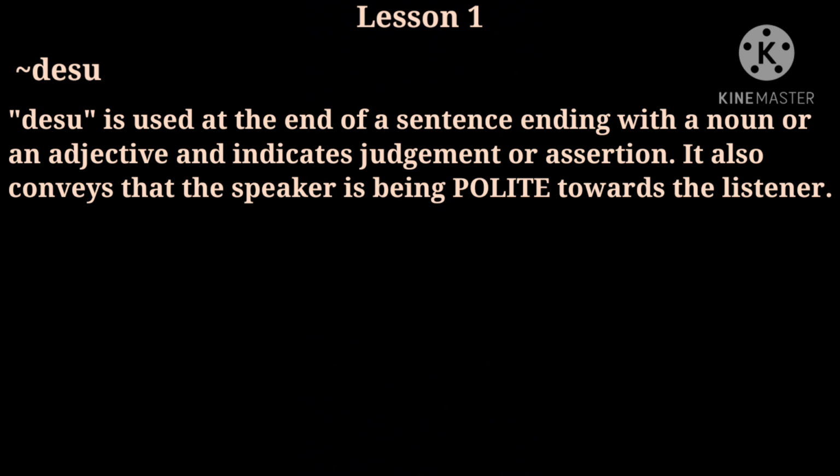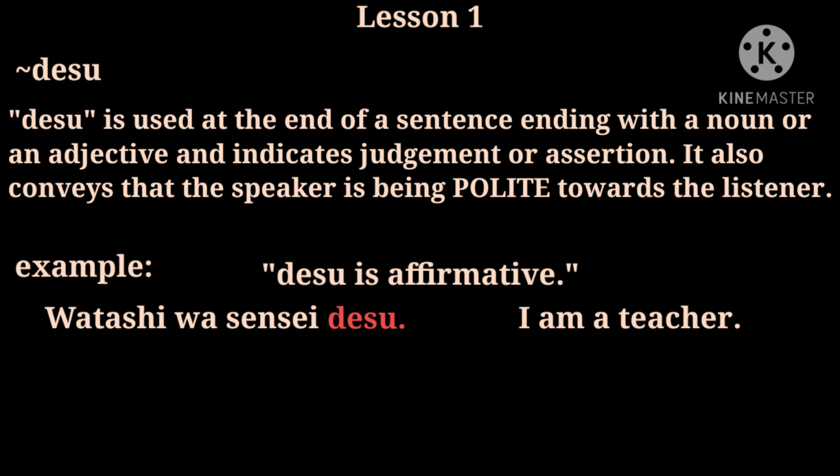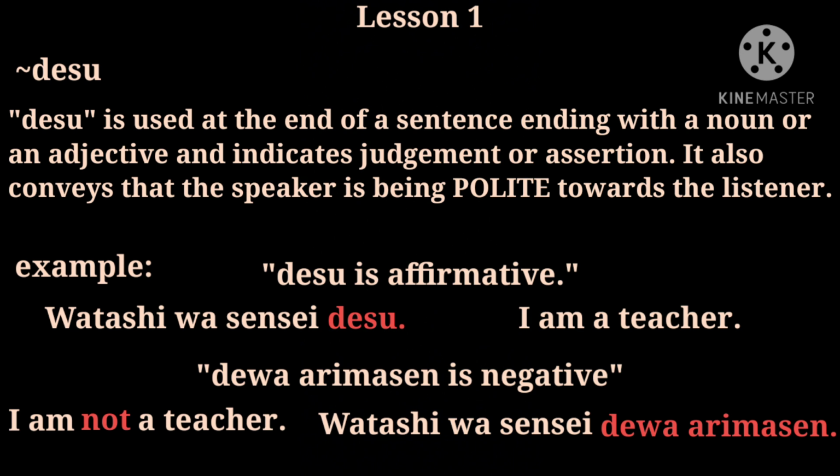Desu. Desu is used at the end of the sentence, ending with a noun or an adjective, and indicates judgment or assertion. It also conveys that the speaker is being polite towards the listener. Example, Watashi wa sensei desu means I am a teacher. Desu is affirmative. When you want to say I am not a teacher, you will say Watashi wa sensei de wa arimasen, because de wa arimasen is a negative form of desu.